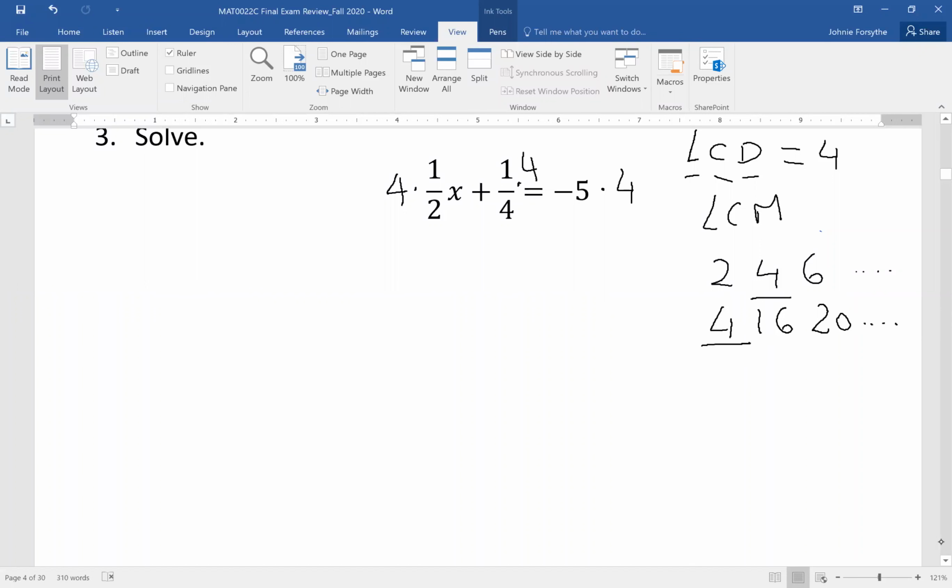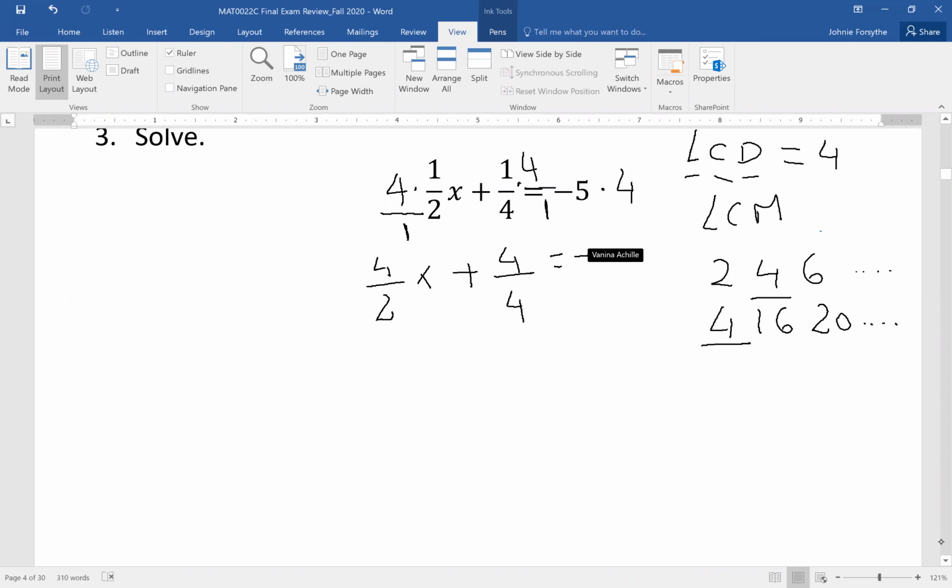So now I'm just going to multiply 4 times 1/2. I could just put a 1 under it and then multiply across. That would be 4 over 2x. I can do the same over here, put a 1 over it, and that's 4 over 4. I don't need to do it here because they're both whole numbers, and that's negative 20.